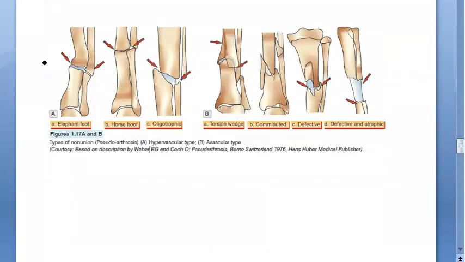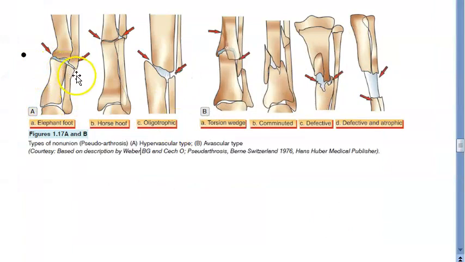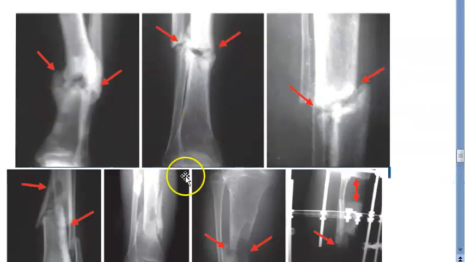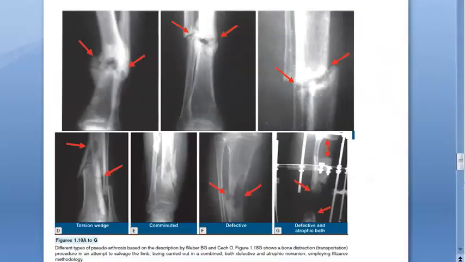Okay. In non-union, there are some strange words. Okay, look at this. Elephant foot, types of non-union. Hypervascular type, avascular type. So under hypervascular you have elephant foot, horse hoof, oligotrophic. And in avascular they are talking about torsion wedge, comminuted, see so many pieces, defective and atrophic. They have shown some photos also of how to fix it, kind of a thing, right? Are they showing how to fix it? Yes, in an attempt to salvage the limb. So all these are non-unions.